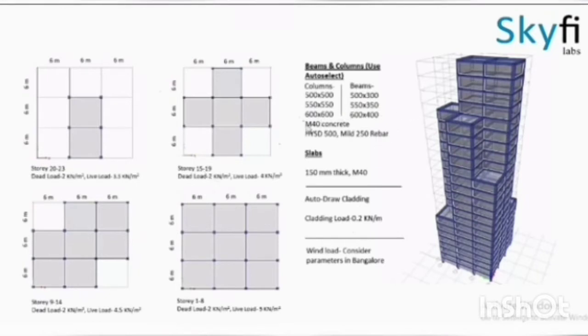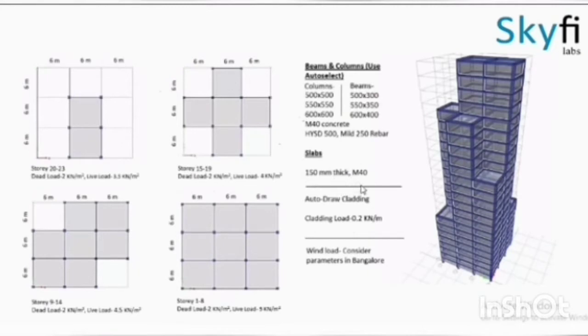3 sizes of columns and beams are listed here. To draw this, we will use the auto select option. We will use the concrete of grade M40 and rebar material of grade HYSD 500 and mild 250. A slab of thickness 150 mm having a concrete of grade M40.